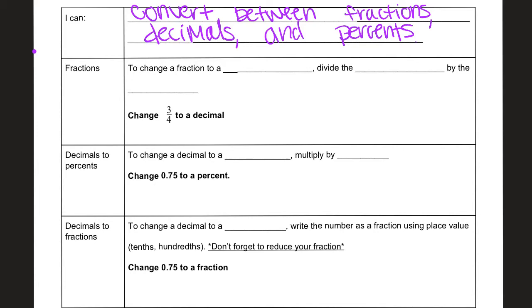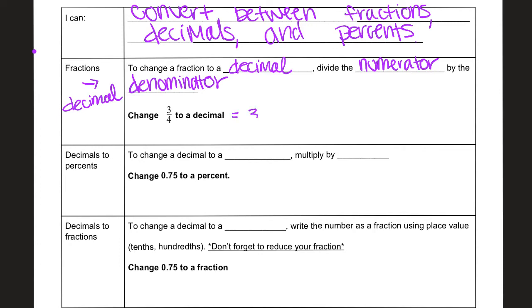So, to change a fraction to a decimal, we're going to take the numerator and divide it by the denominator. Okay? So change 3/4 to a decimal. We're going to take 3 divided by 4. And when I do 3 divided by 4, I get 0.75.